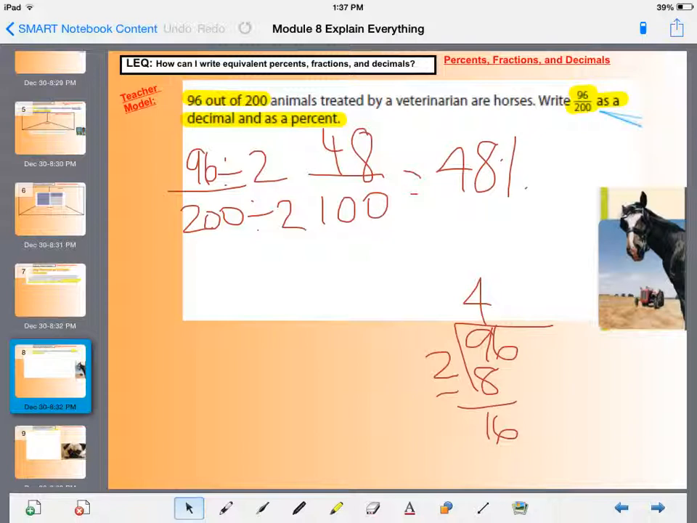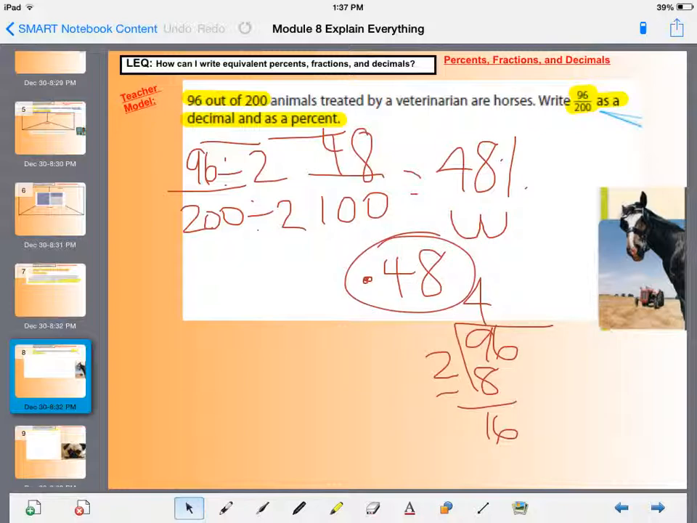And we were asked also to write this as a decimal. So we know to change a percent to a decimal, all we have to do is remove that percent sign and move my decimal point over 2 places to the left. So in decimal form, it would be 48 hundredths.